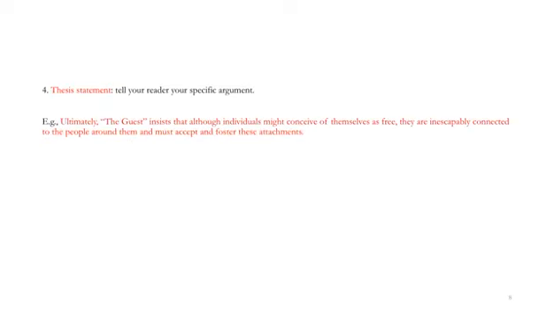And then the thesis statement tells us the theme of the text. Ultimately, the guest insists that although individuals might conceive of themselves as free, they're inescapably connected to the people around them and must accept and foster these attachments. So if you explain those quotations you just paraphrased briefly, if you explain them carefully in your body paragraphs, we will believe this is the theme of the text. So that's the job of the thesis, to tell us the theme of the text.